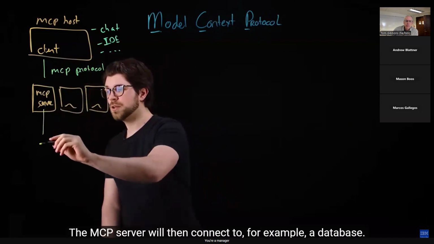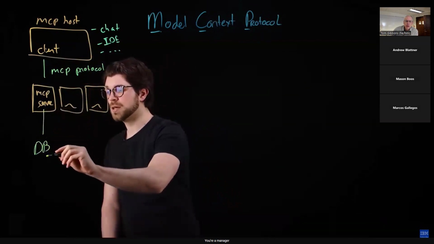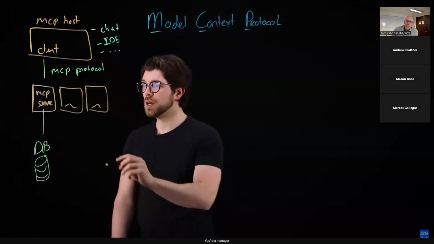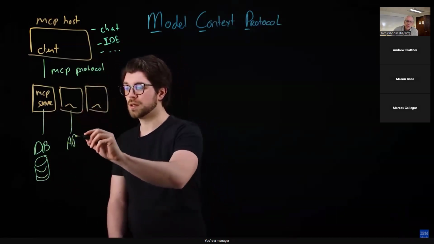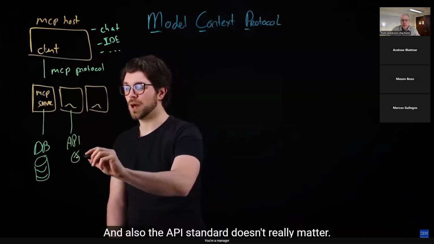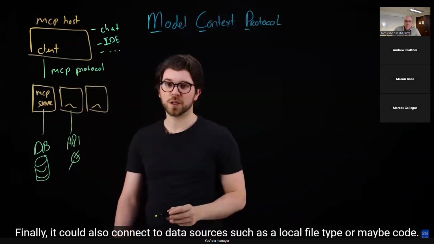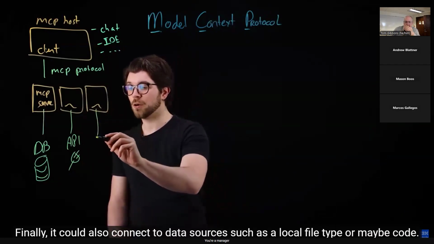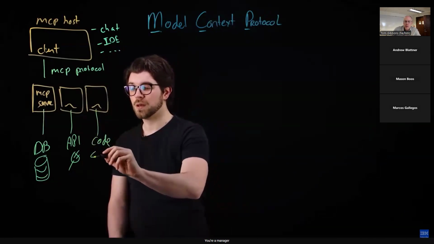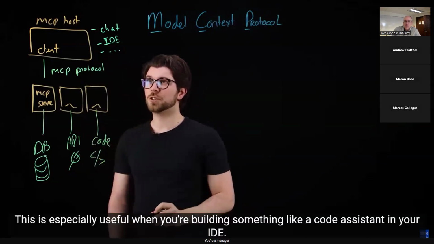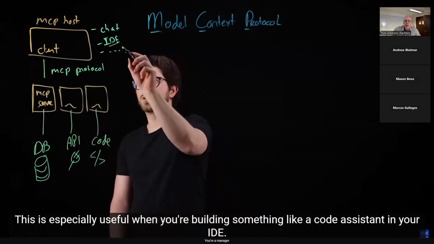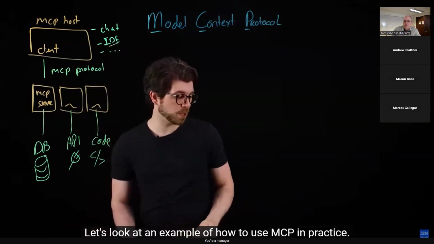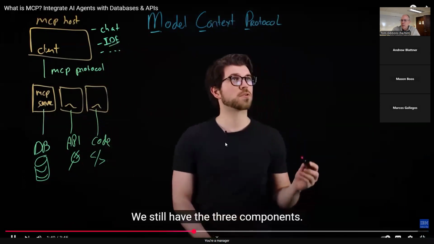The MCP server will then connect with, for example, the database, and it doesn't matter if this is a relational database or a NoSQL database. It can also connect to APIs, and also the API standard doesn't really matter. Finally, it can also connect to data sources, such as a local file type or maybe code. It's especially useful when you're building something like a code system in your IDE. Let's look at an example of how to use MCP in practice. We still have the three components.